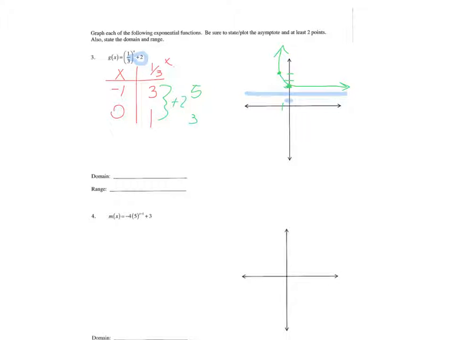This is a case of exponential decay. So that doesn't affect the domain, and it doesn't really affect the range. The only thing that would affect the range is going to be reflections, like we're going to see on the next problem.